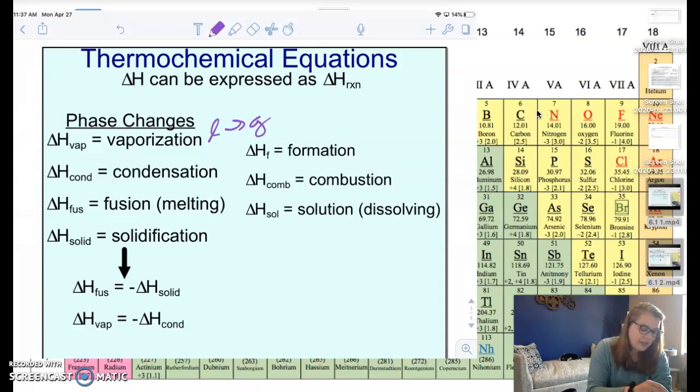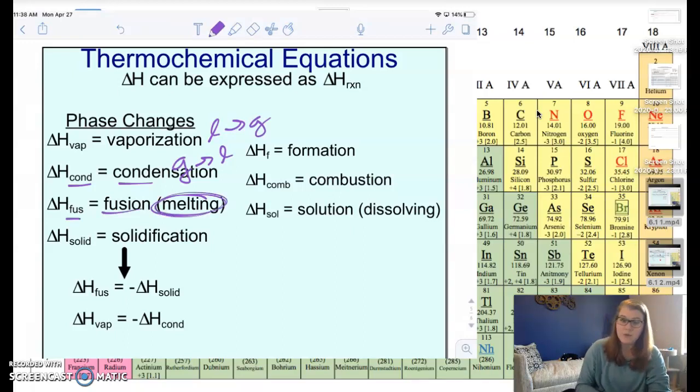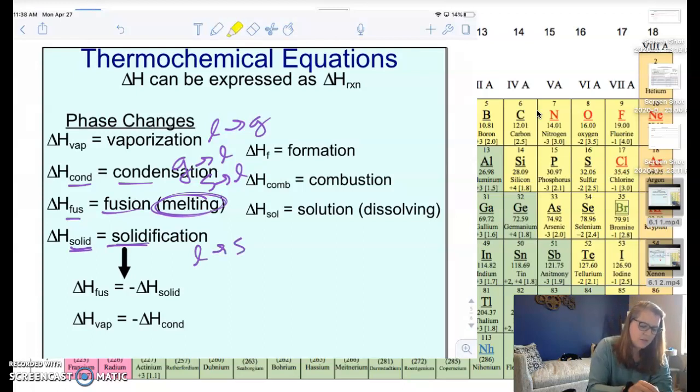Similarly, we can do the delta H of con, which stands for condensation, so going from a gas to a liquid. One weird one is delta H of fusion. Fusion is another way to say melting. So again, if we're melting, we're going from a solid to a liquid. And then delta H of solidification, which may be implied, is going from a liquid to a solid. So these are all of those different phase changes we've talked about, okay?